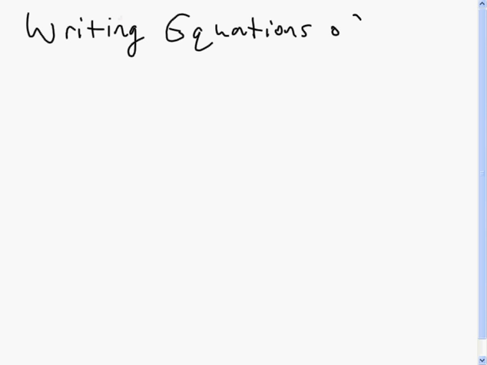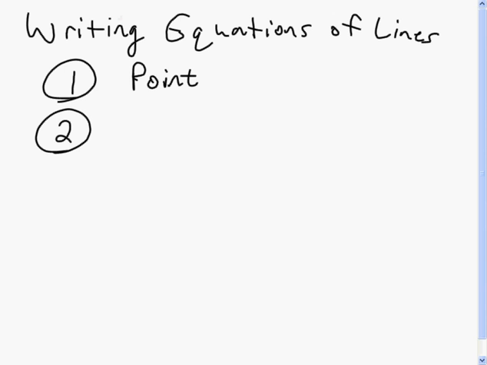So this entire section is about one idea, and that is writing equations of lines. When you want to write the equation of a line, you always need two pieces to the puzzle. Number one, you need a point, as the first slide says. You need a point, not necessarily the y-intercept. If you have the y-intercept, that's good, but you don't necessarily have to have it. And the second thing you need is the slope.